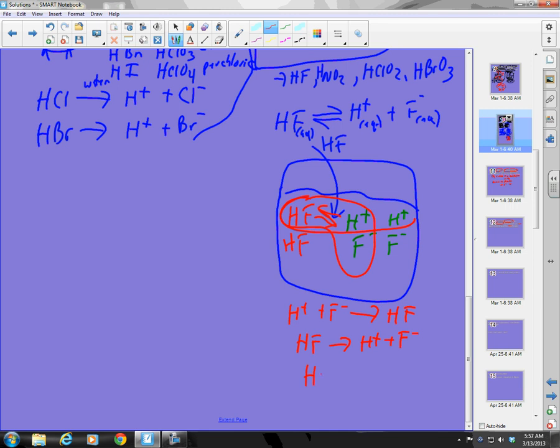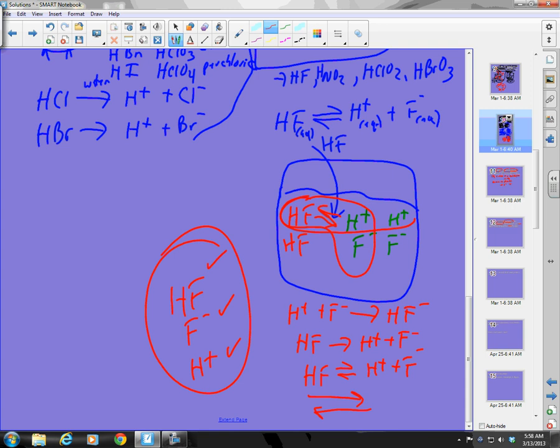And so we would draw it this way, with those double arrows suggesting that some of my HF is going this way to make H plus and F minus, and some of my H plus and F minus is going this way to make HF. But to summarize, what do I have in solution? All three. When I have a weak electrolyte, all three of its components are dissolved. The molecule, and then the ions which make up the molecule. Okay? Good. Now I've simplified this a little bit. When we get into acid-base chemistry, we will get more into the details, but I think this is good enough for now.